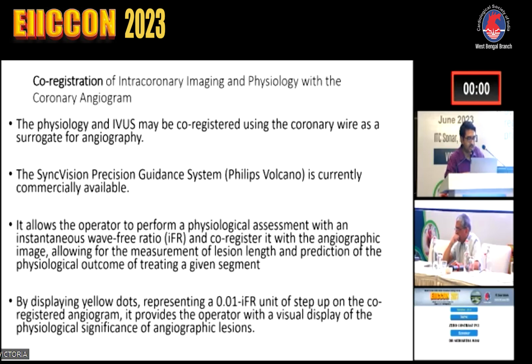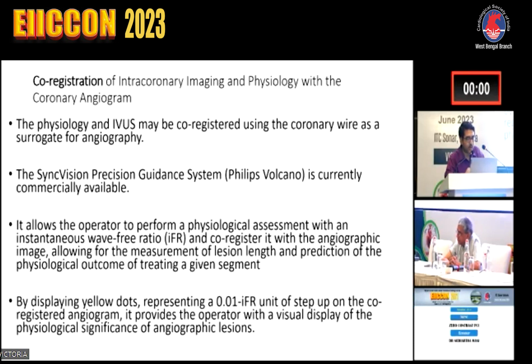This is a separate software which is available from some companies. The most known software is the SyncVision Precision Guidance System by Philips Volcano, and it is currently commercially available. It integrates the data of IVUS and iFR, and what they do is plot certain yellow dots based on a 0.01 iFR unit step. So when you are doing an iFR pullback across the vessel, each 0.01 step up in the iFR is plotted as a yellow dot.